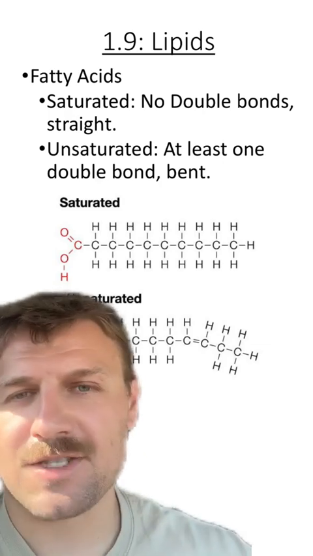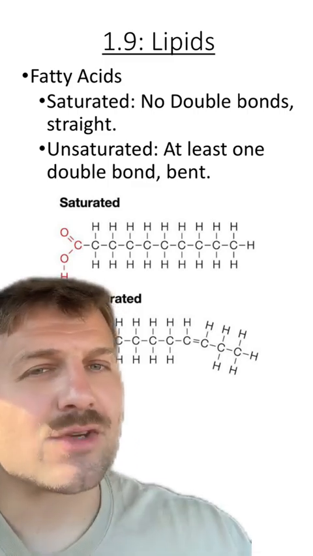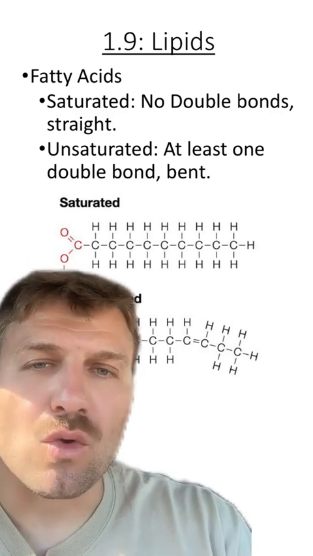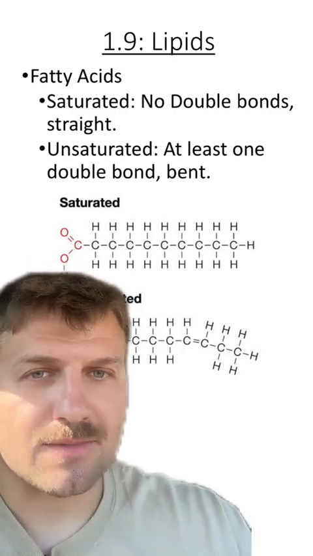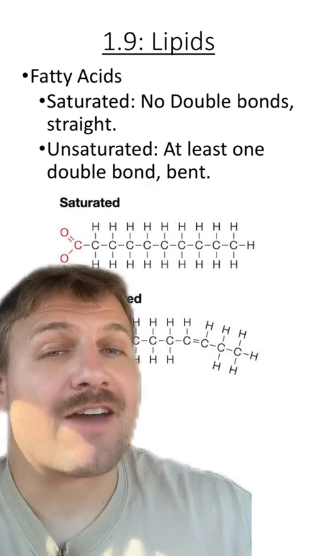Now, we have 2 different types of fatty acids. We have saturated and unsaturated fatty acids. Saturated fatty acids don't contain double bonds. That means they're going to have a linear or straight physical appearance. While unsaturated fatty acids have at least 1 double bond, which means they're going to have bends in them.